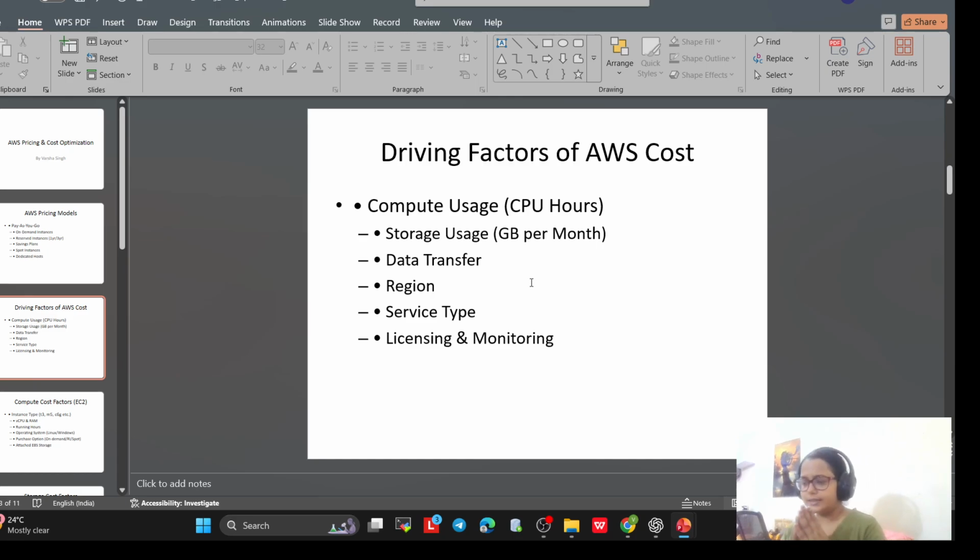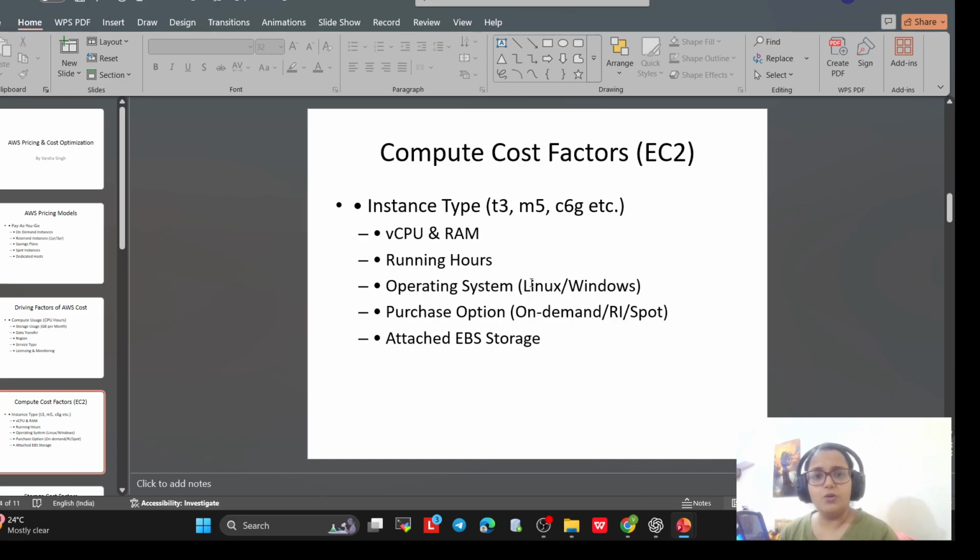Yeah, so this is the dividing factor of cost optimization. Now the second thing is the compute cost factor. We have talked about how the dividing factor of cost depends on compute, storage, and data transfer. So let's deep dive into the compute resource. You pay by a certain span of time, like by the hour or by the second. So instance type is a compute cost factor for EC2.